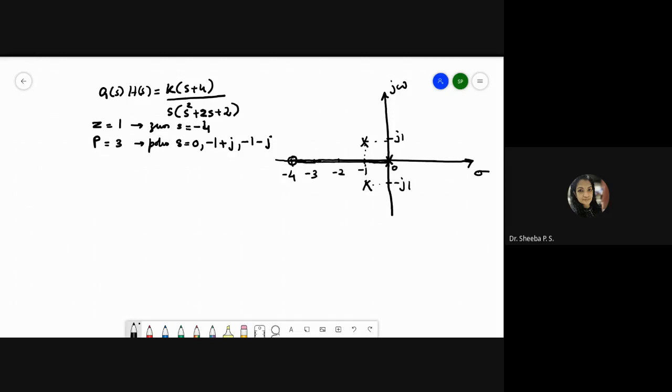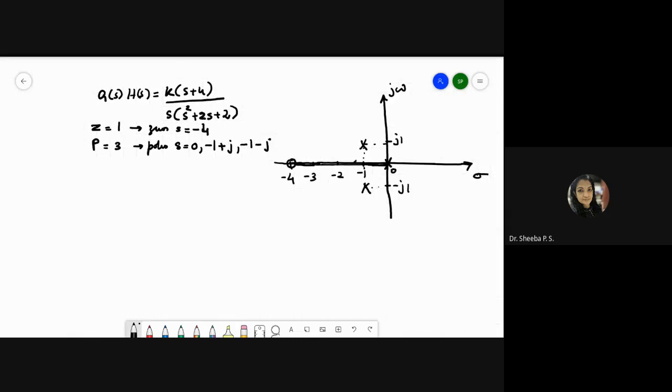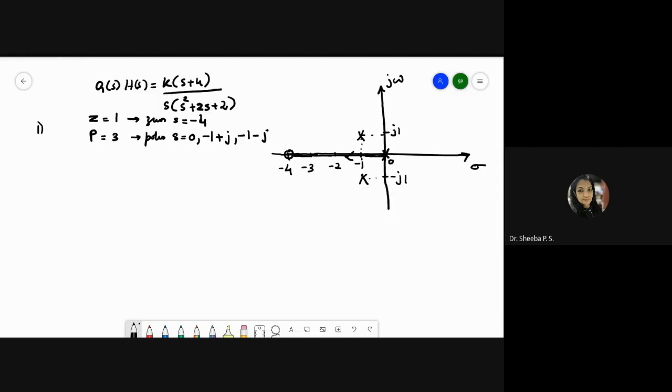Now we know the root locus starts from the poles and ends at the zeros. So here we have got the real axis locus. The first step was identifying the poles and zeros, the second step is the real axis locus, and this is the real axis locus we found.